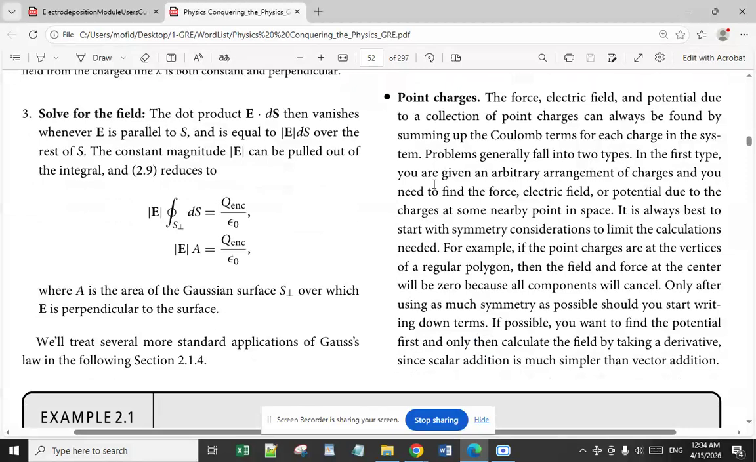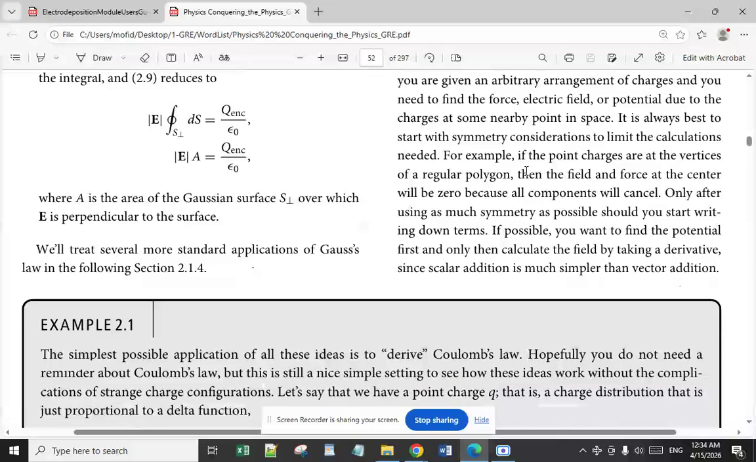For example, if the point charges are at the vertices of a regular polygon, then the field and forces at the center will be zero because all components will cancel. Only after using as much symmetry as possible should you start writing down terms. If possible, you want to find the potential first and only then calculate a field by taking a derivative, since scalar addition is much simpler than vector addition.